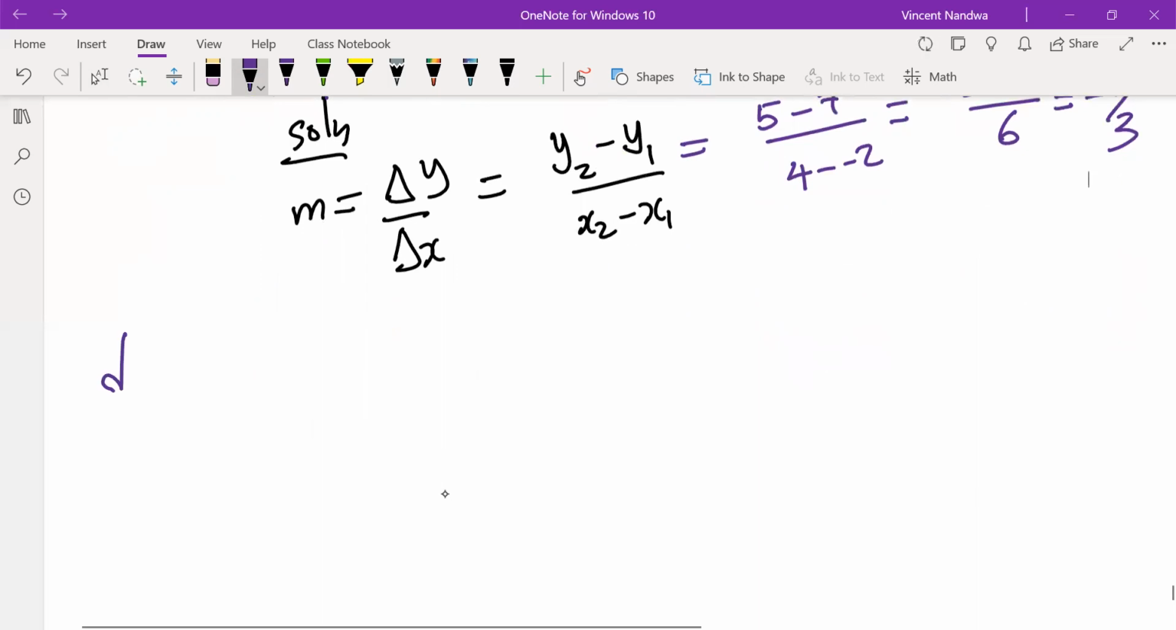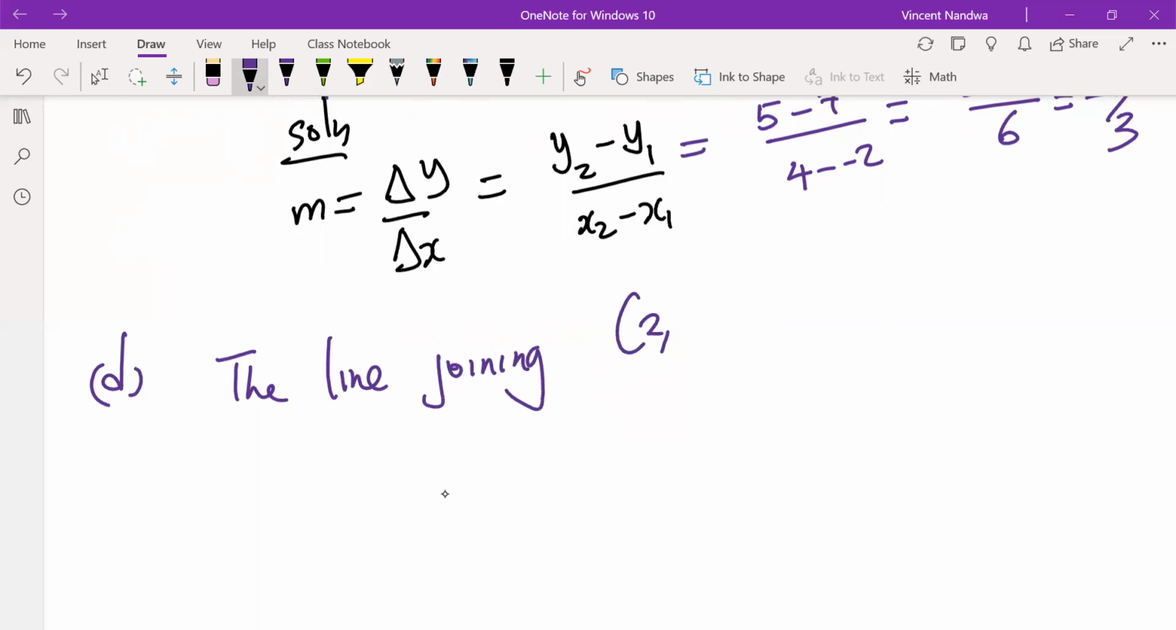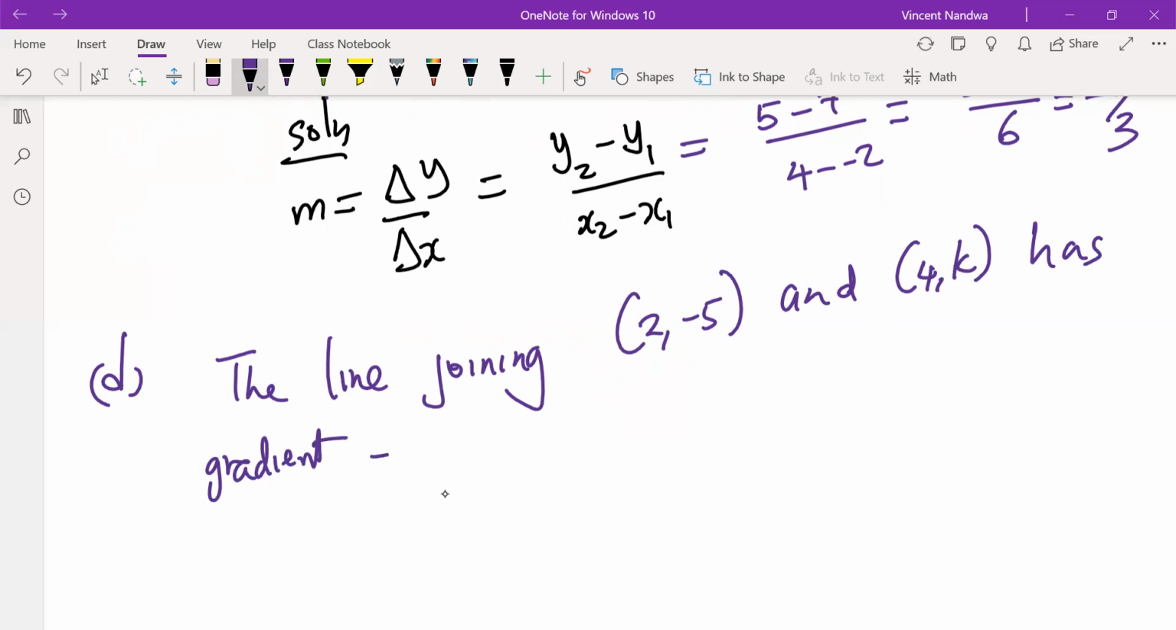And D: the line joining (2, -5) and (4, k) has gradient -1. Work out the value of k.